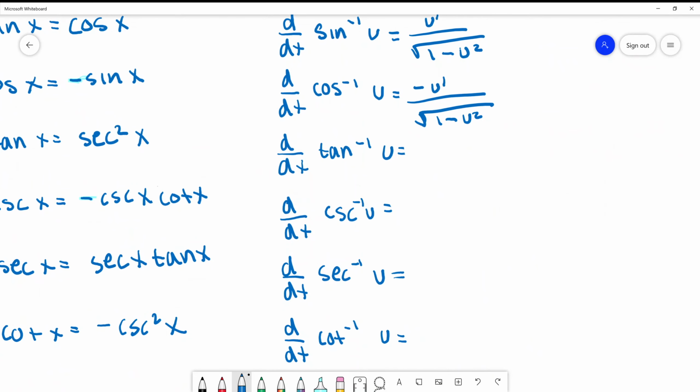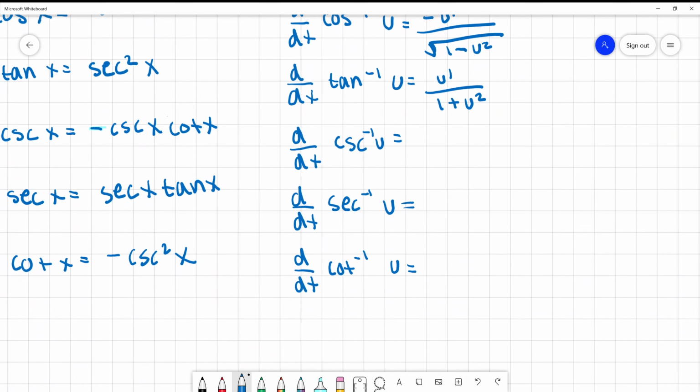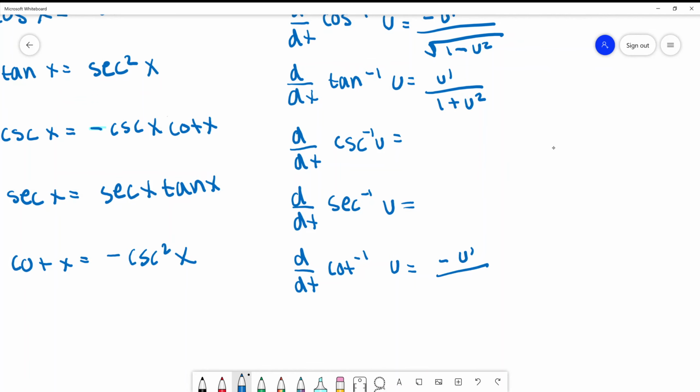Arctangent is u prime over 1 plus u squared, and our arccotangent is negative u prime over 1 plus u squared. And now for our remaining two, the derivative of arccosecant of u is negative u prime over the absolute value of u times the square root of u squared minus 1, and the derivative of arcsecant is u prime over absolute value of u times the square root of u squared minus 1.